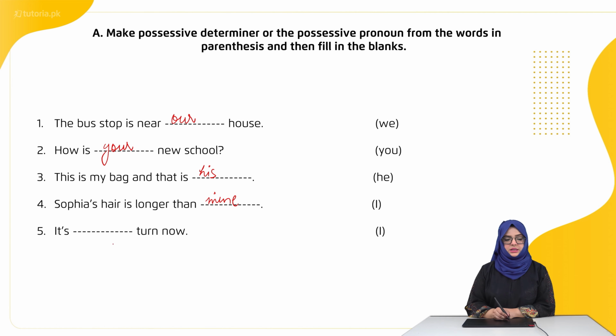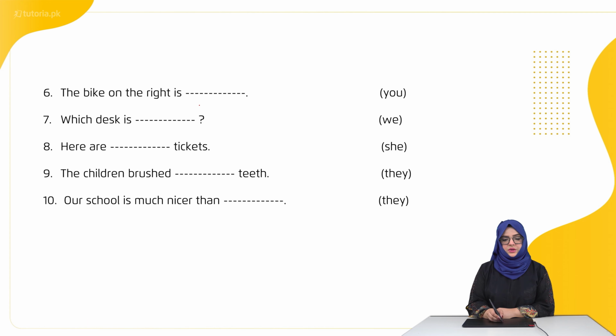Fifth is, it's dash turn now. It's my turn now. Sixth is, the bike on the right is yours. Seventh is, which desk is dash? Ours. Eighth is, here are dash tickets. Here are her tickets. Ninth is, the children brushed dash teeth. Their teeth. 10th is, our school is much nicer than theirs.